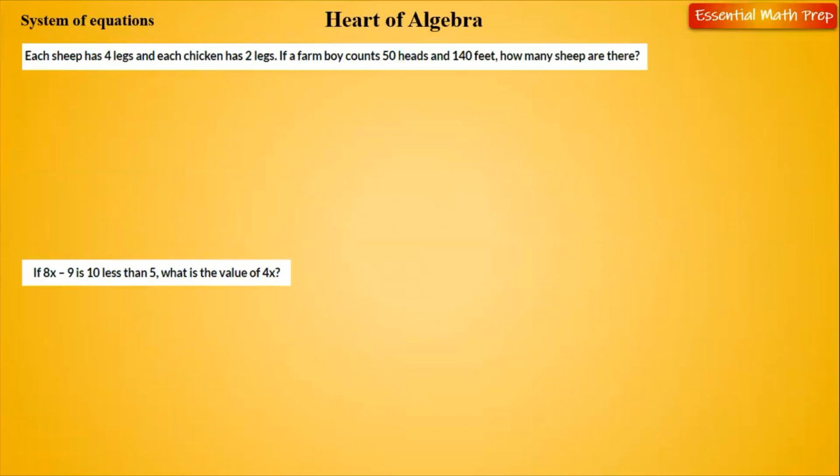All right, each sheep has 4 legs and each chicken has 2 legs. If a farm boy counts 50 heads and 140 feet, how many sheep are there? Let's take our common knowledge. Humans have 2 legs, and in this case, sheep has 4 legs and chicken has 2 legs. So the legs are part of the feet number. Whether it's chicken or sheep, it has only a single head.